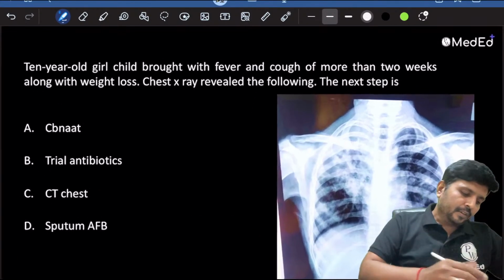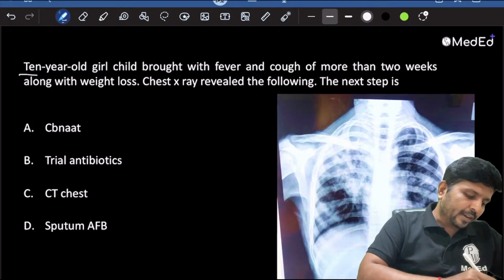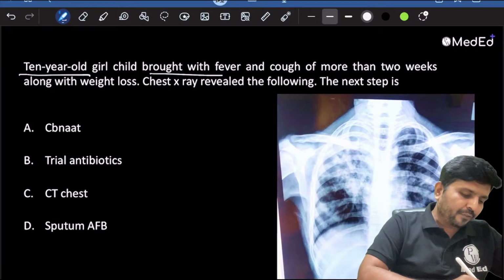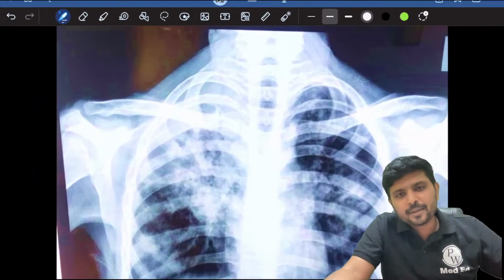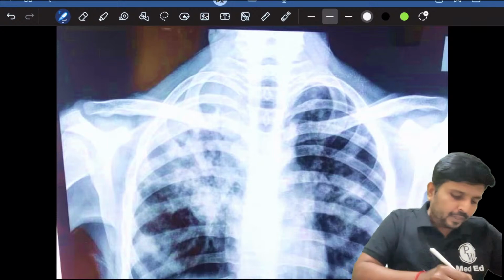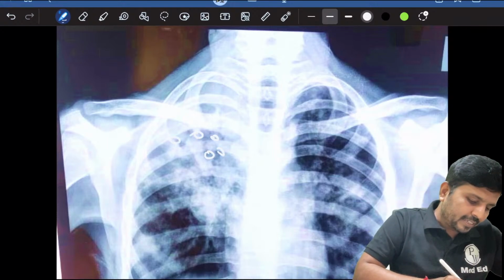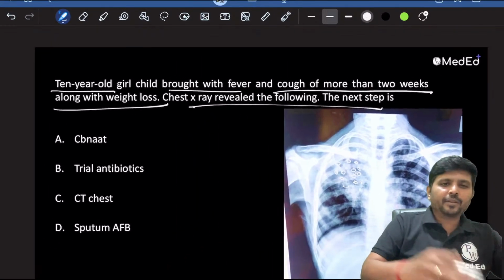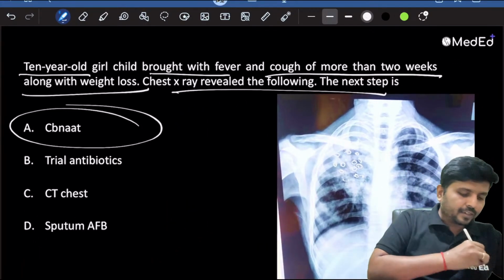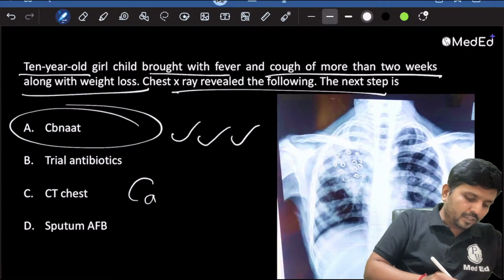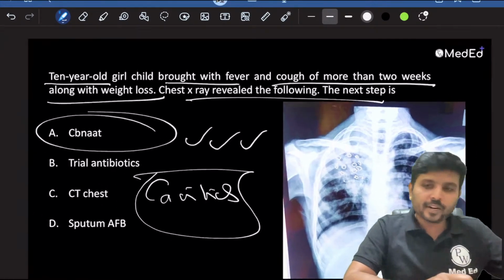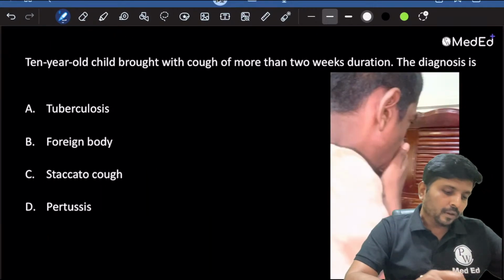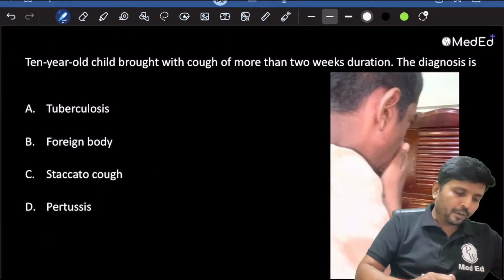What is this? A 10-year-old girl brought with fever, cough of more than 2 weeks along with weight loss. Look at this. Is this TB specific or non-TB specific? There are numerous cavities. So cavity means suggestive of TB. Next investigation of choice is CBNAAT. So this is multiple cavities, TB specific. Right? Okay.